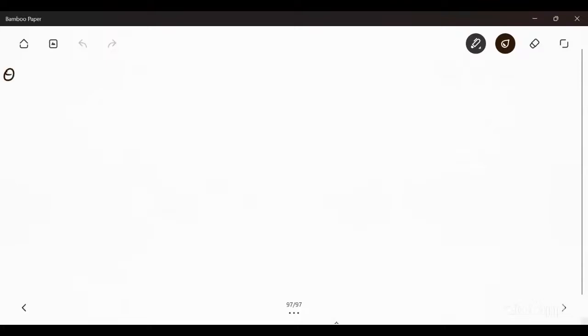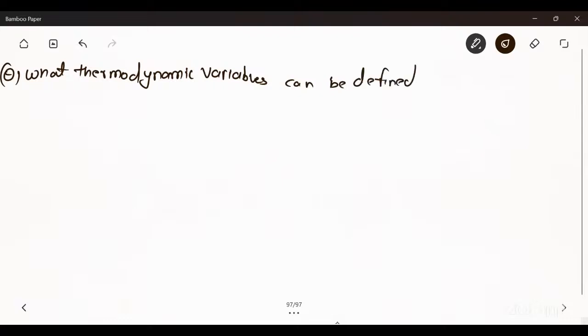Now, the next question is: what thermodynamic variables can be defined by the zeroth law and the first law?